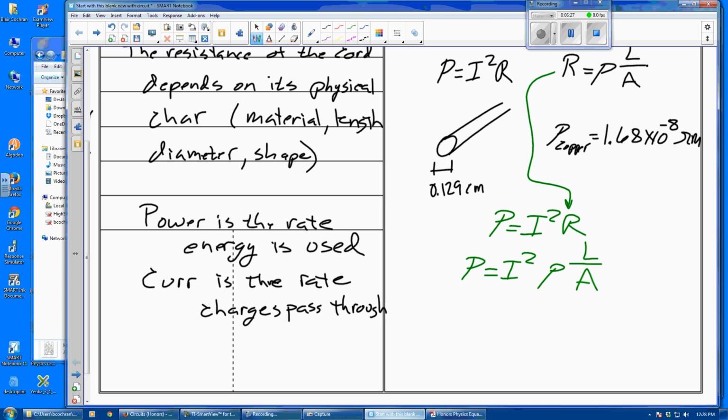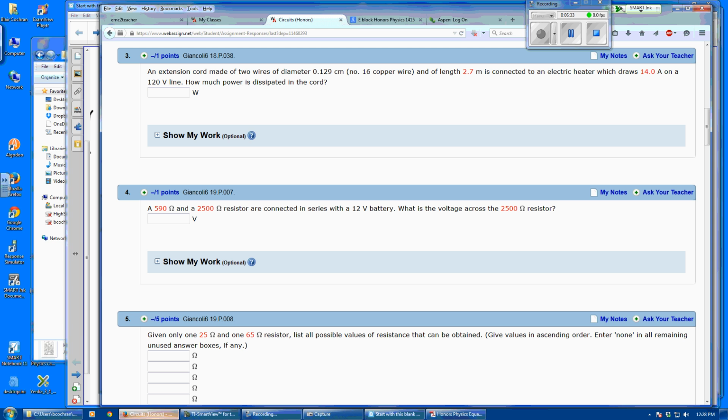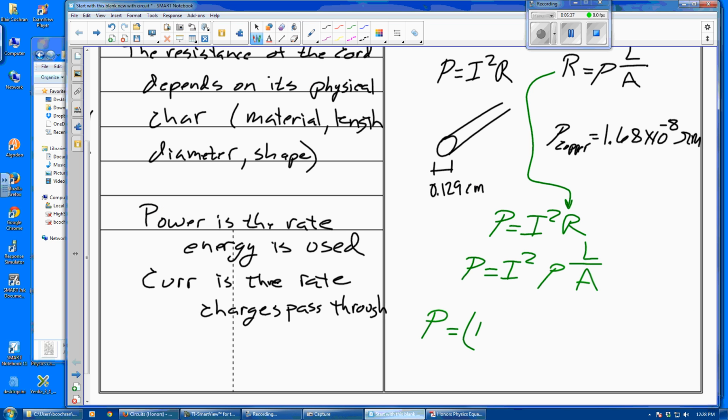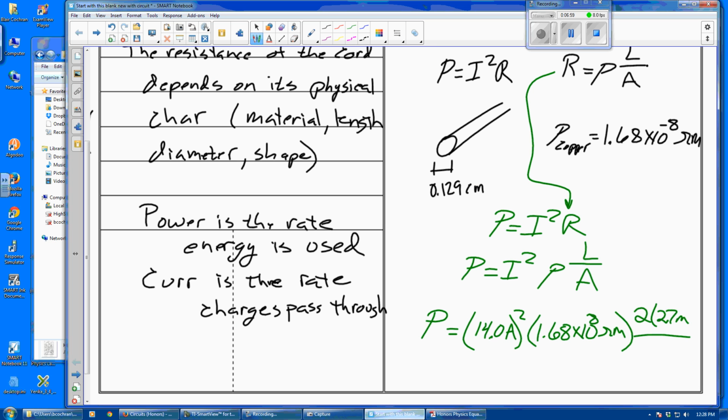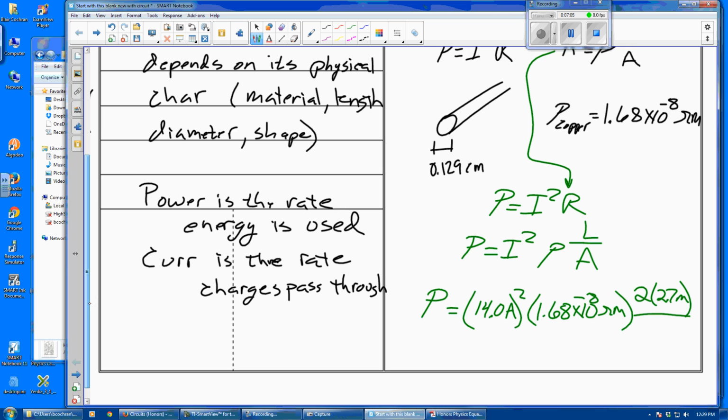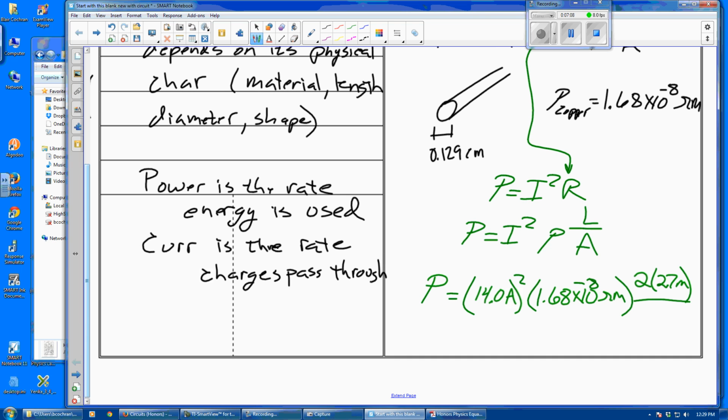So I'm going to start putting in my values. Power, I, they tell me, I think, 14 amps for me. Squared. My resistivity, 1.68 times 10 to the 8th ohm meters. My length is 2 times 2.7. It is. Thank you very much for that. I would have really messed it up. Over my cross-sectional area, which is pi times r squared.